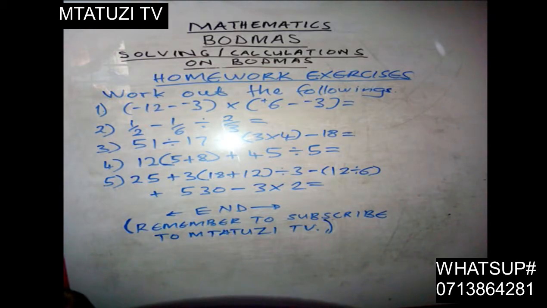Okay, the last question is a long one. The longest one you have been given here: 25 plus 3 in a bracket 18 plus 12 divided by 3 minus in a bracket 12 divided by 6 plus 5, 30 minus 3 times 2. So you have to solve all these questions by using Bodmas rule.